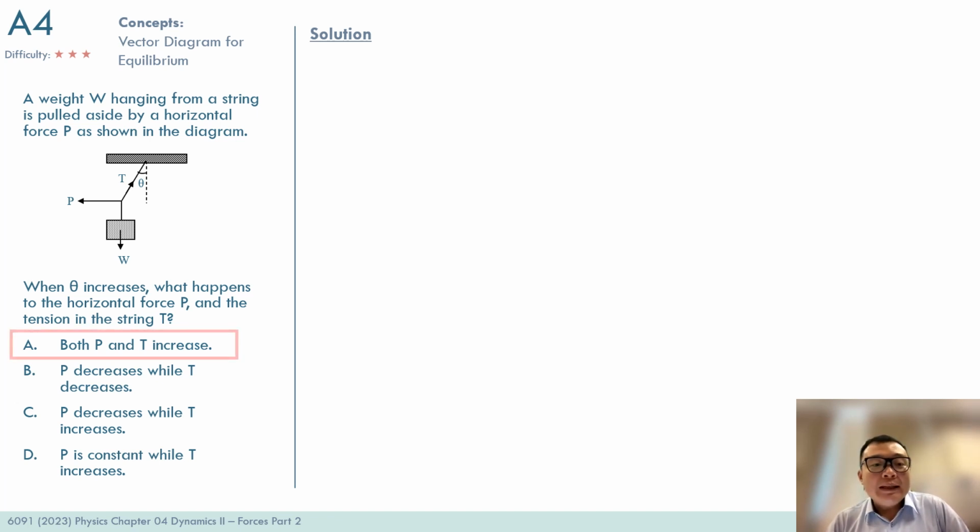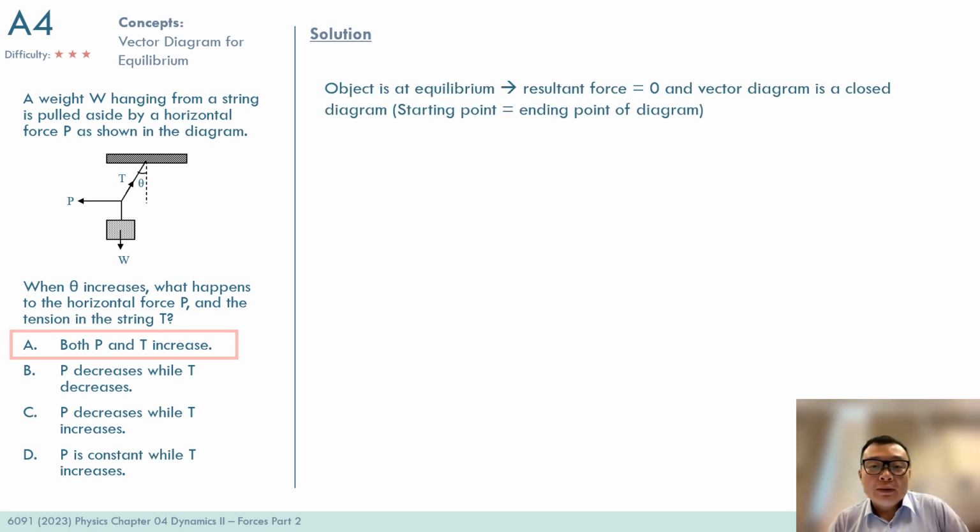When we increase the angle theta, both the values of P and T, these two forces, must increase in magnitude. So we must first realize that the object is in equilibrium, and that, as usual, means that when we draw a vector diagram, the vector diagram has the same starting point and ending point. In other words, we should expect a closed diagram.